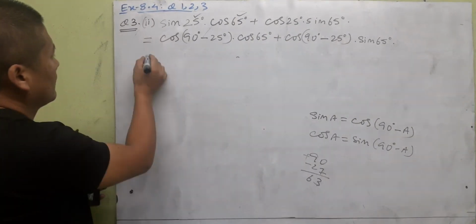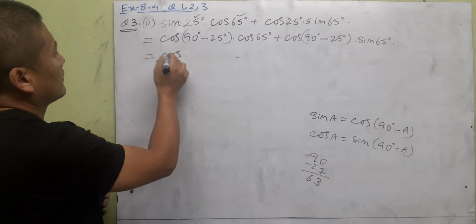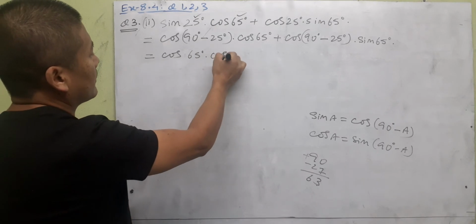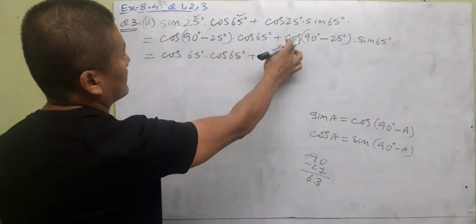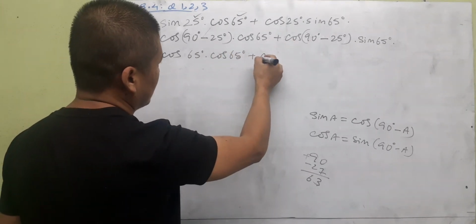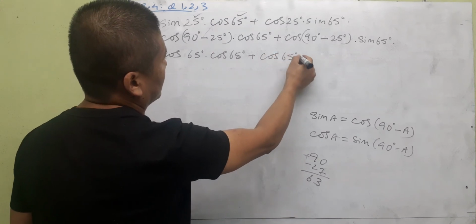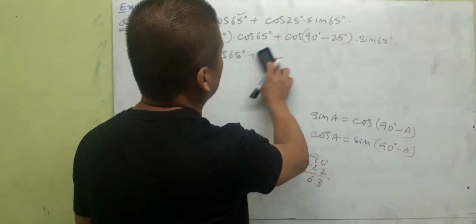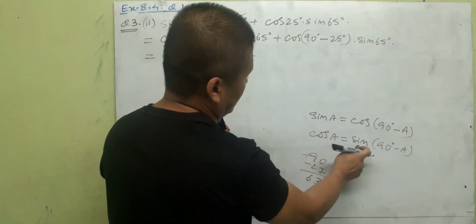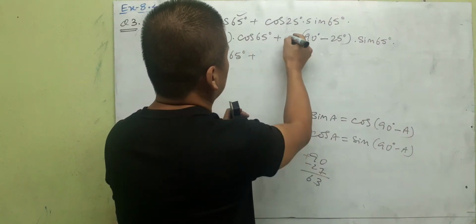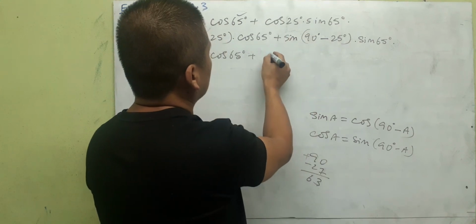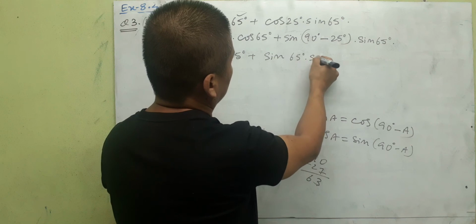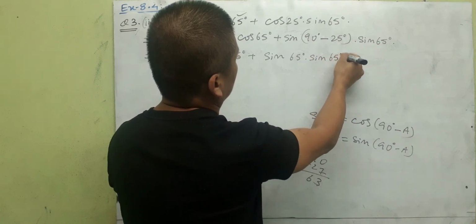Here, cos 90 minus 25 is surely 65 degree, right? So this is the same 65 degree plus, and cos 90 minus 25 is again 65 degree. Here we made a mistake. See, cos A is sine 90 minus theta. So this is sine, and then 90 minus 25 is 65, so here also sine 65 degree.